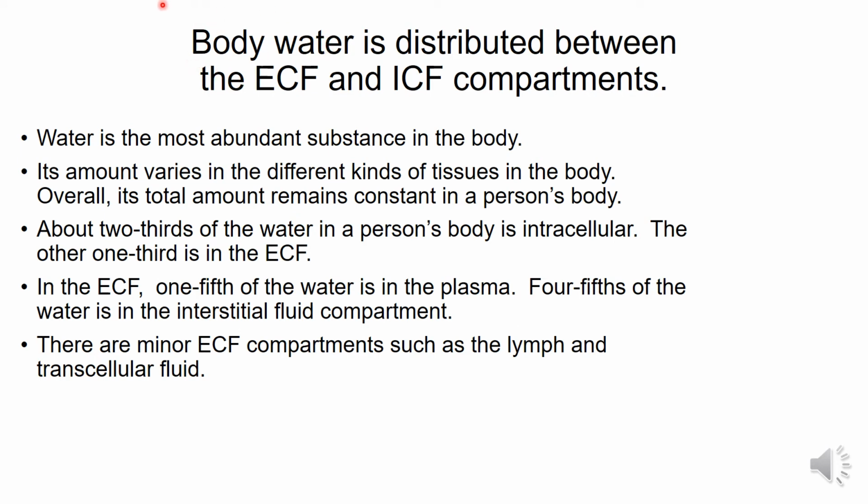Body fluid or body water. The body water is distributed between two compartments. One is called extracellular fluid, which means outside the cell. And the other compartment is called intracellular fluid, inside the cells. Water is the most abundant substance in the body. If you look at the percentage of water in the body, more than 60% of our body weight is water.